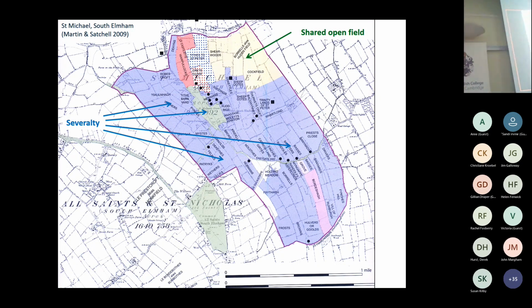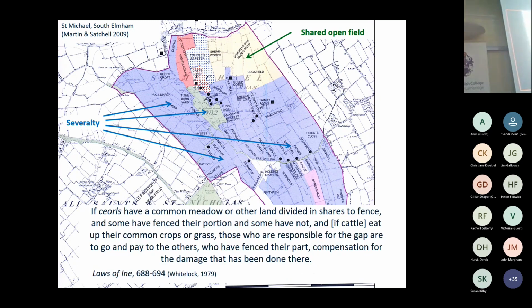So how old are these systems? Stewart referred to Ina's law. Now the great thing about Ina's law from this point of view is that it was late 7th century and it describes an open field. Harold Fox has a terrifically convincing analysis of this element in Ina's laws, and he's conclusively shown that you're looking at an open field.